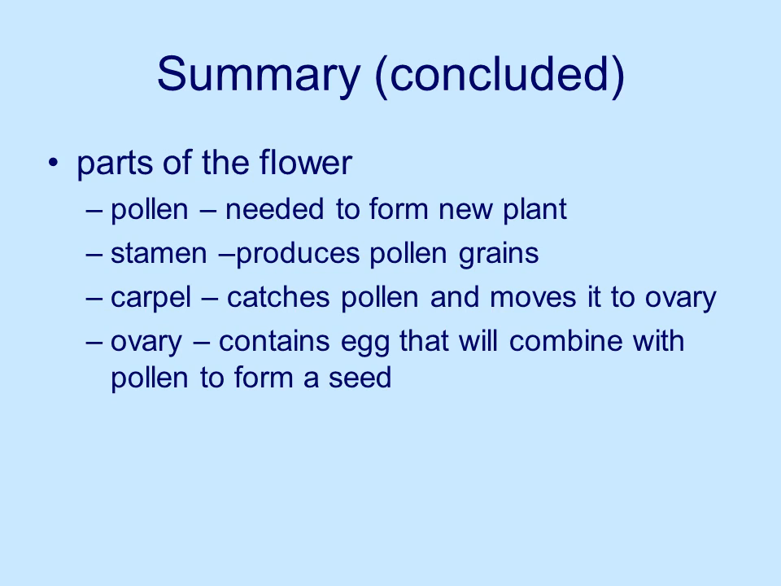Pollen is needed to form a new plant. The stamen produces the pollen grains. The carpel catches the pollen and moves it to the ovary. And the ovary contains the egg that will combine with the pollen to form a seed. So we have a cycle here that goes on. And then the seed is planted, we get a new plant, and the process starts all over again.